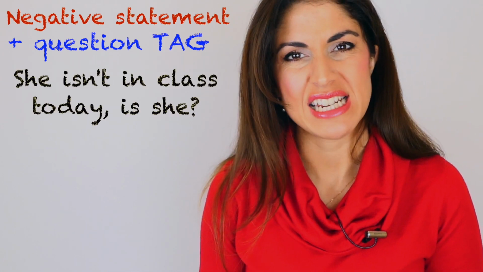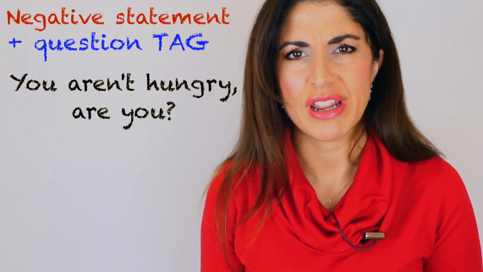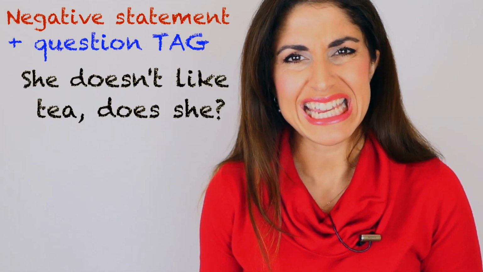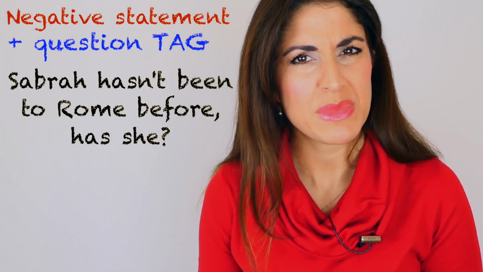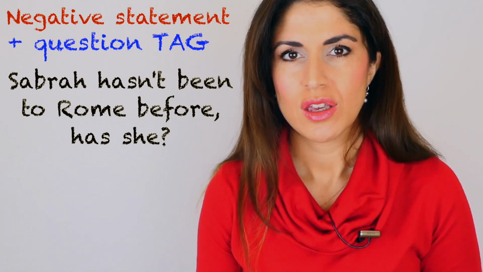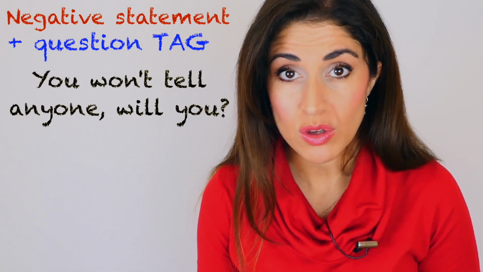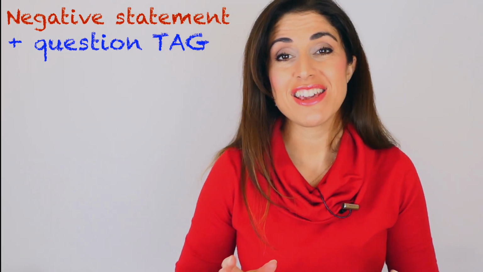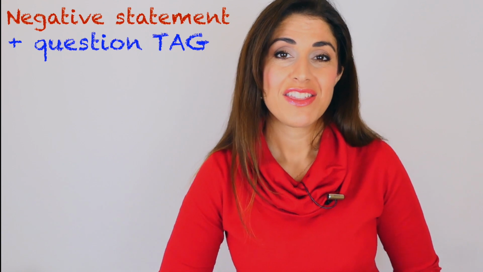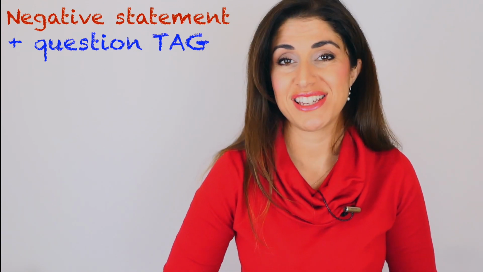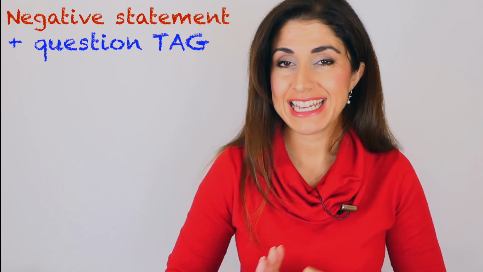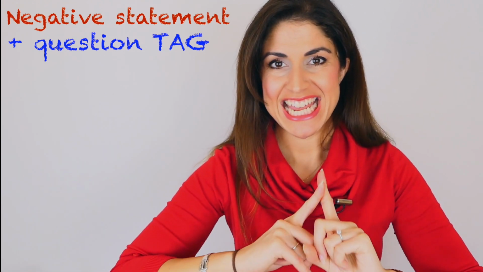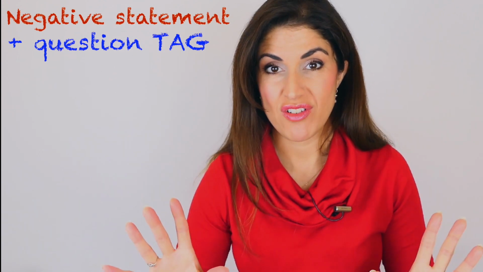She isn't in class today, is she? You aren't hungry, are you? They don't drink, do they? She doesn't like tea, does she? Sabrah hasn't been to Rome before, has she? You won't tell anyone, will you? He wouldn't cheat on the test, would he? So there you can see that in negative statements, the auxiliary verb becomes positive. Really, really important to remember, we don't have two negatives in a sentence in English, ever.